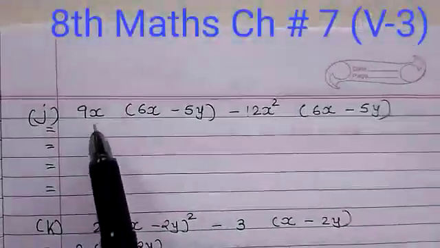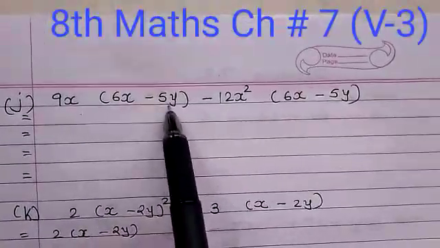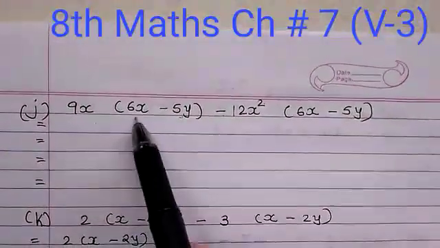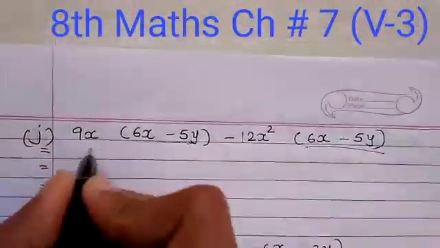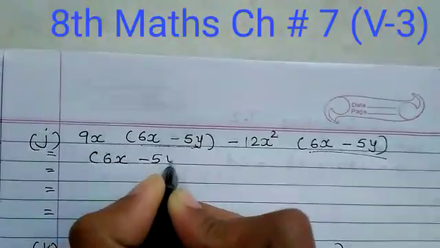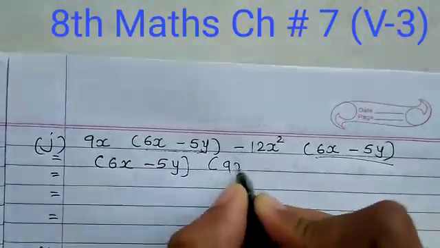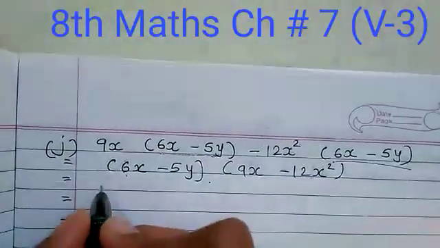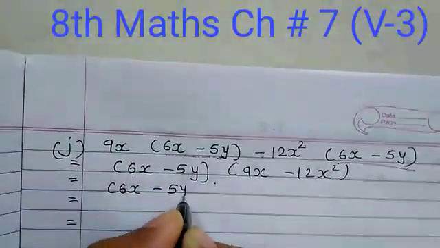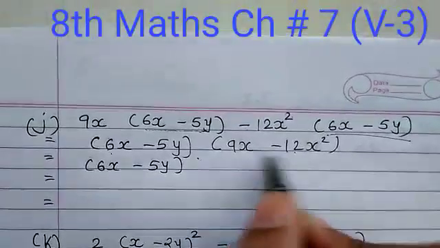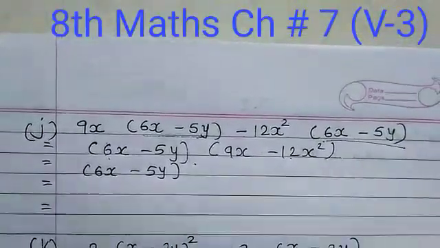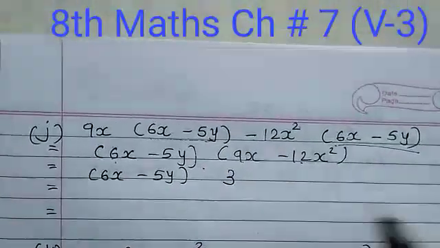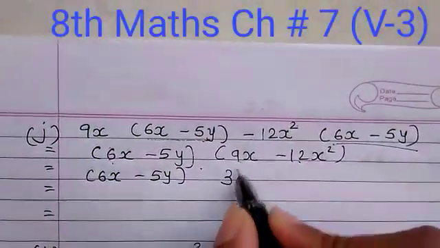Now students, similar is given: 9x into 6x minus 5y minus 12x square into 6x minus 5y. So as we know that this bracket is common, write one time 6x minus 5y and the rest of the thing in another bracket, 12x square, right? From this we cannot take out anything common, but here you can see that 9 and 12 both will have something common, that is 3. 3 3s are 9 and 3 4s are 12. So 3 is common. I am directly writing, okay?